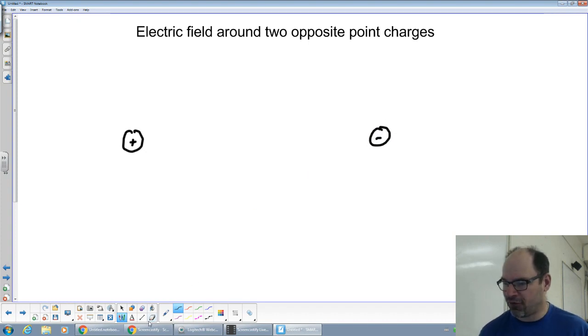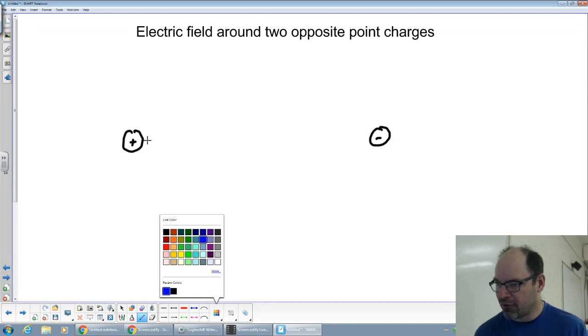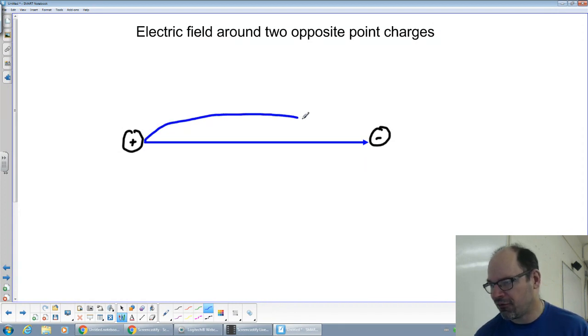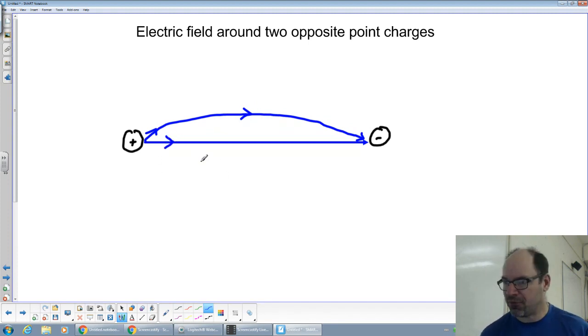Okay, so for the field lines, we'll get out our arrow here. We're going to change the color. This is going to go from positive to negative right along the middle. Then as you go out, they're going to bend, so we have to draw these with the curve like this. Okay, and it's going to go this way, like that.